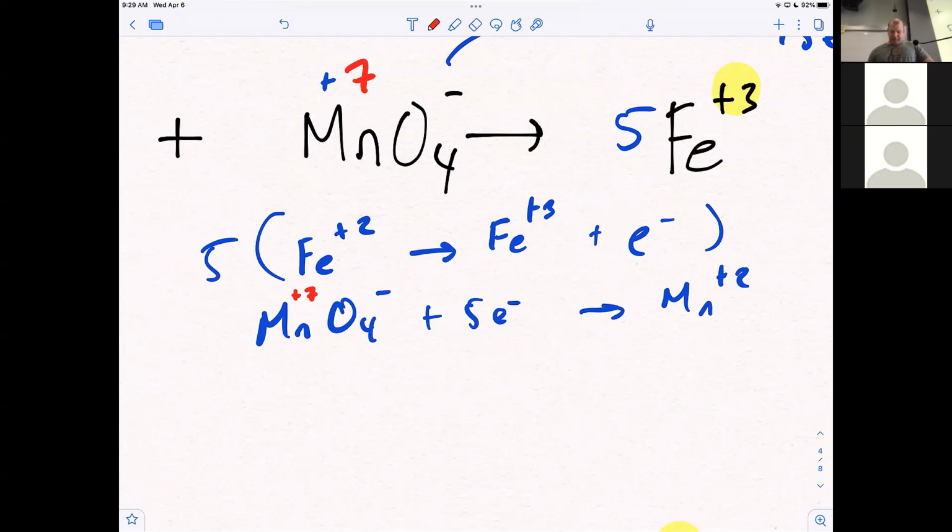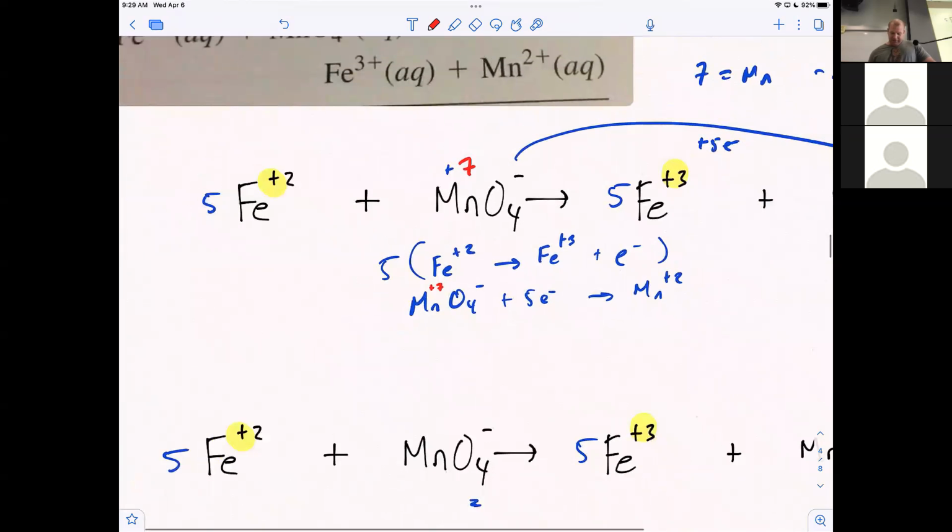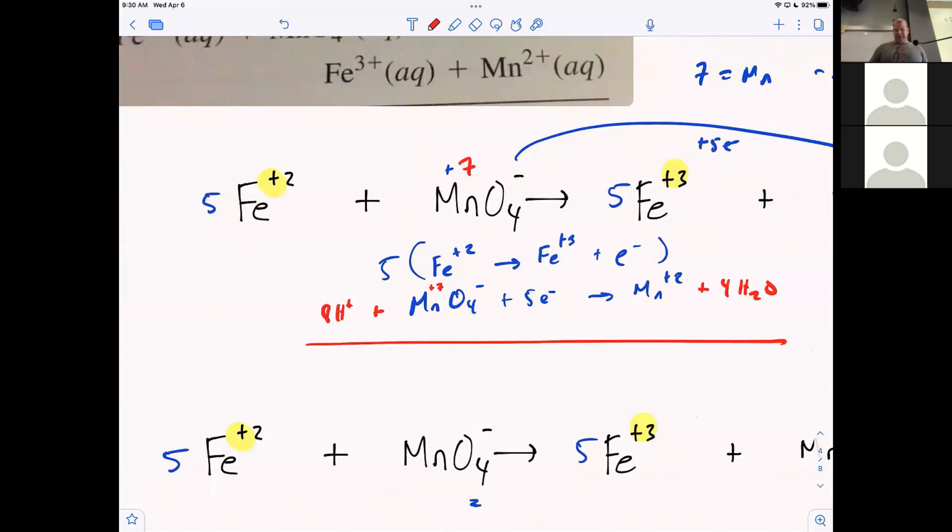Actually, the book does it. If you follow the method in the book, then it would have you put 4 waters and 8 H pluses there. That's the way the book would do it, and you add them together. So the book does it a slightly different way. I change it into a different step. So the book does go ahead and balance it here.